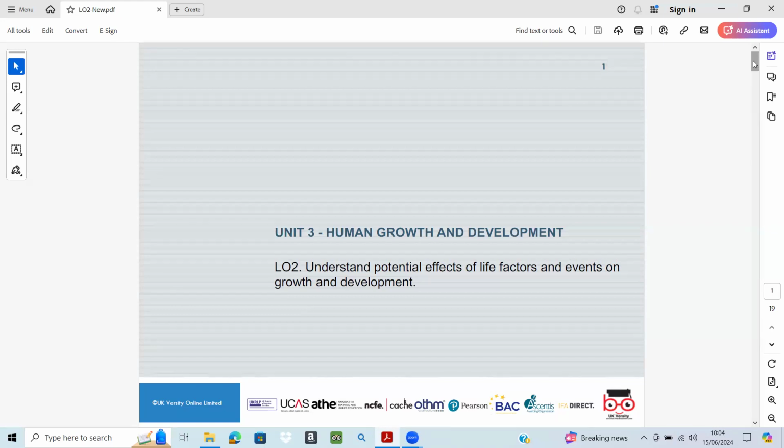So there are some key concepts in learning outcome two, like life factors: we have genetic factors, biological factors, environmental factors, socioeconomic factors, and cultural factors. And if we talk about life events, then we have common life events and some unexpected life events.